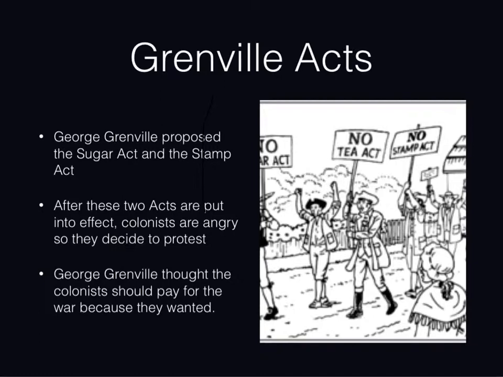Then in March 1765, he also proposed a bill known as the Stamp Act to collect money from the colonies. This required all colonists to pay a tax on almost all printed materials, including newspapers, books, court documents, contracts, and land deeds. These both angered the colonists, so they decided to protest. Even though Britain was protecting them, the colonists still wanted a war.